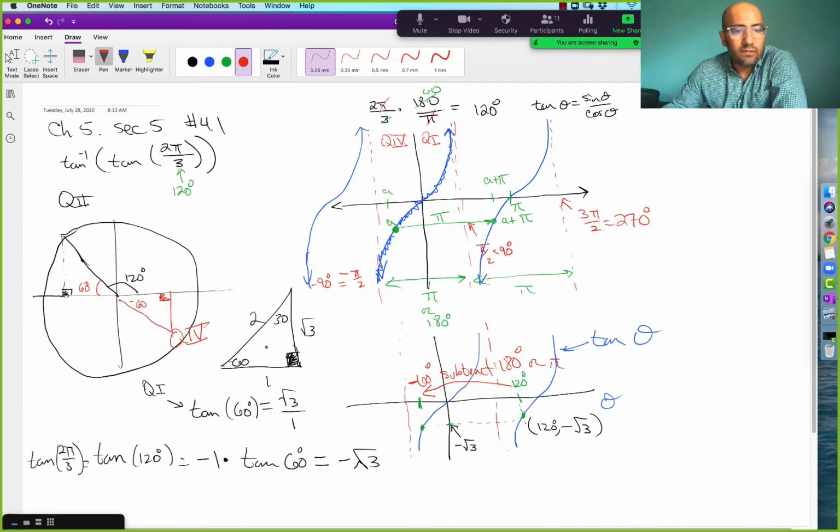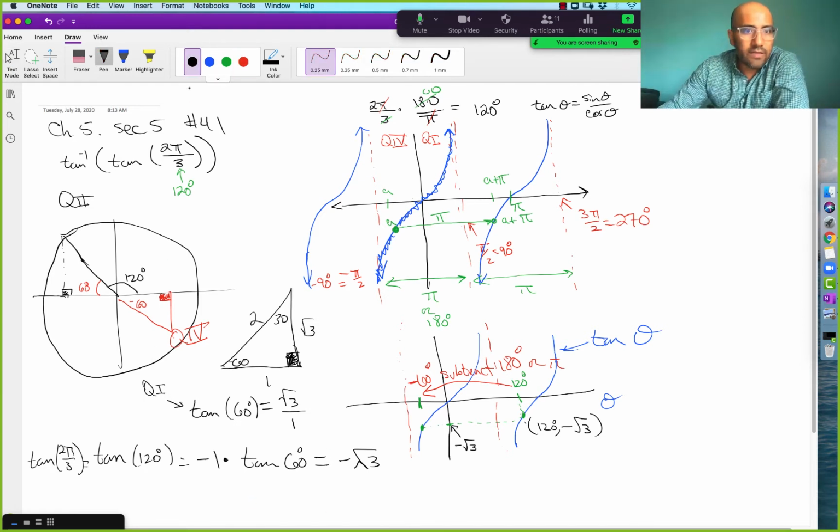Right? So this is an angle, tangent inverse of an angle, such that tangent of that angle equals negative root 3. It's got to be in quadrant 4. Does that make sense? Maybe, kind of. Maybe. Yeah, I can see inverse, right?